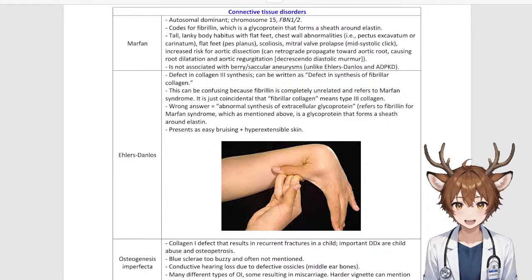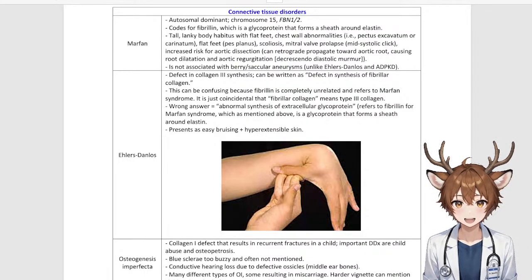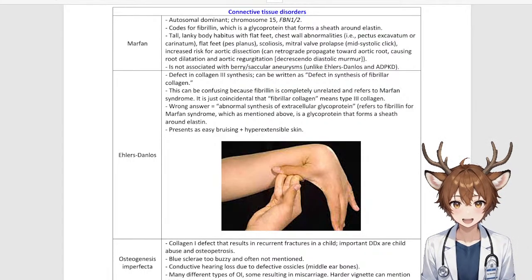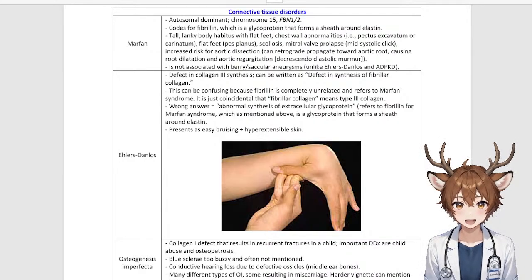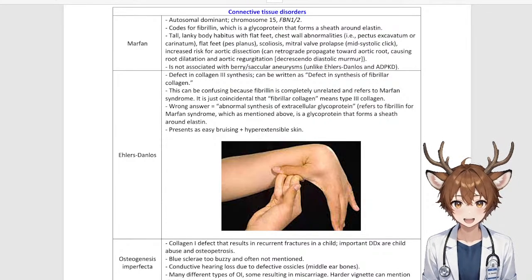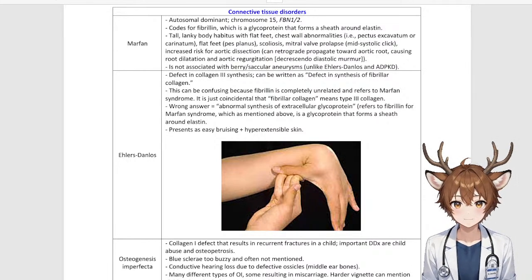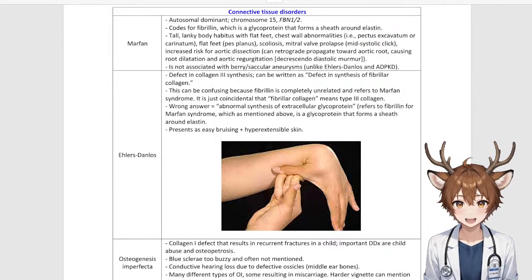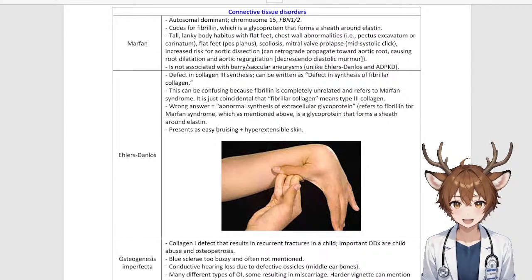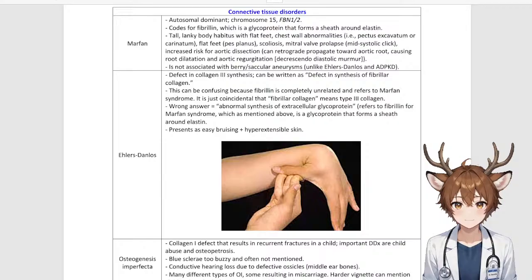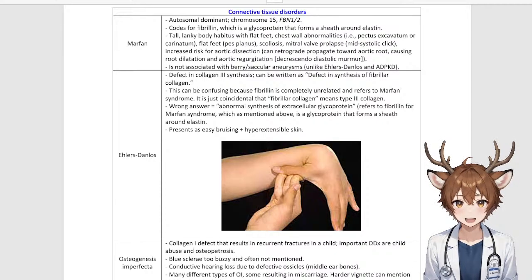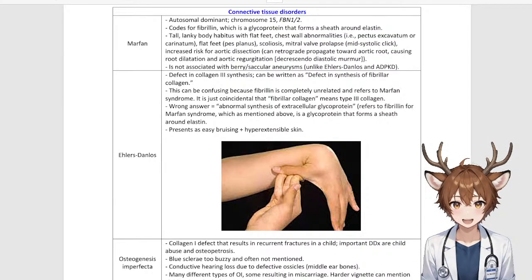However, for Marfan syndrome, you do not have a berry/saccular aneurysm risk, unlike Ehlers-Danlos syndrome, which we'll go into in a bit, or adult polycystic kidney disease. They say ADPKD, I was referring to the polycystic kidney disease. Remember, Marfan: fibrillin, okay? Marfan fibrillin.